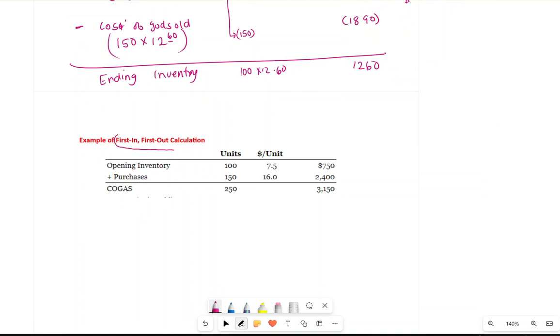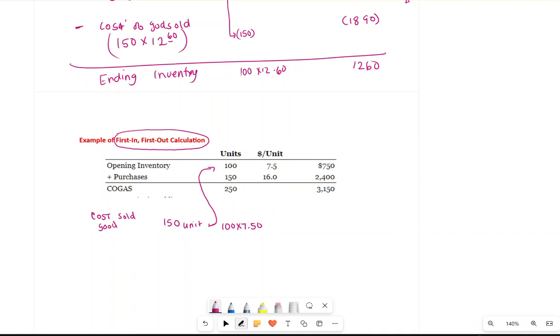Now the next one is first in, first out. So the first one in, we have to sell it first. So again, you have a cost of goods available for sale. We're using first in, first out. So our cost of goods sold, how many units did we sell? We sold 150 units. So when we say first in, first out, you sell the first one that came in. So we will sell 100 units at $7.50.